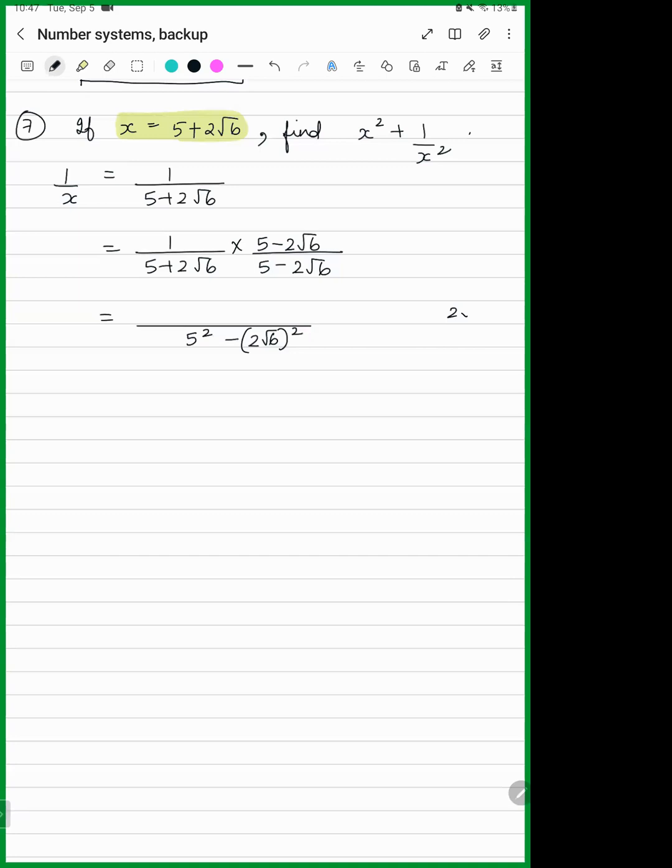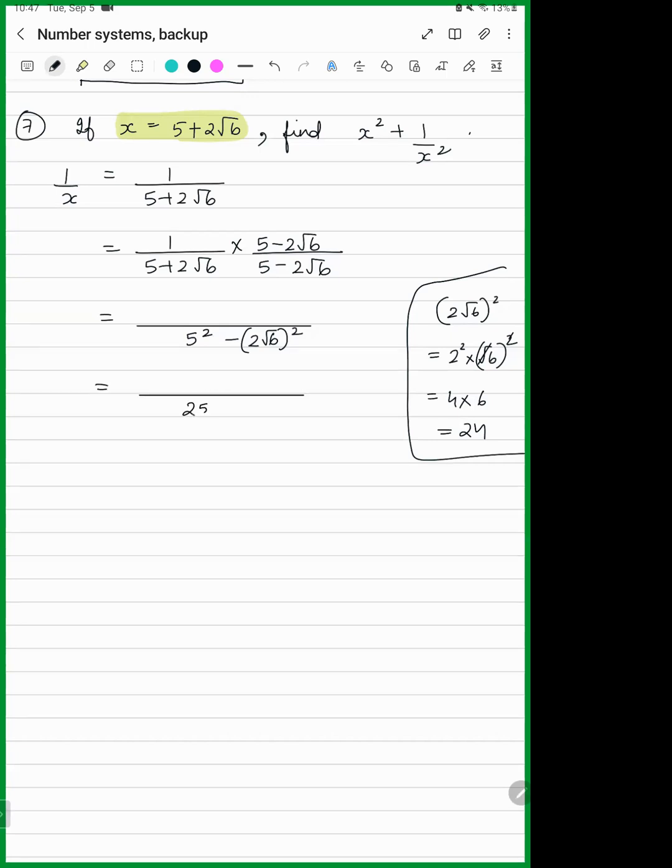2 square into 6. So that's going to be 4 into 6, which is 24. So this is in our rough column. So 25 minus 24. So we are going to write that in our next step, 25 minus 24.